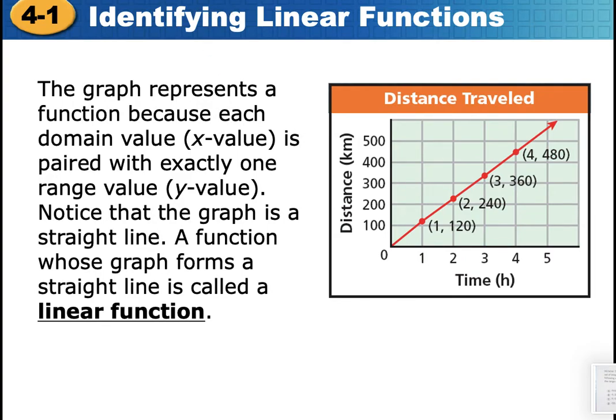I would usually get someone to read, but this is identifying linear functions. The graph represents a function because each domain value, x, is paired with exactly one y value. So this is a function because 1 goes with 120, 2 goes with 240, and every input will only have one output. Notice that the graph is a straight line. A function whose graph forms a straight line is called a linear function. That's really important. You might want to read that again, but I'll read it. A function whose graph forms a straight line is called a linear function. That's pretty straightforward, I think, right?